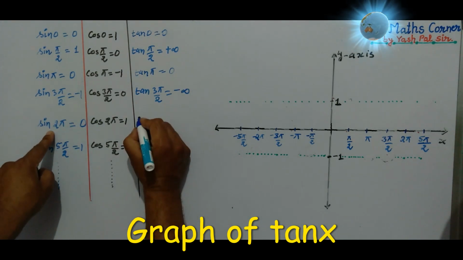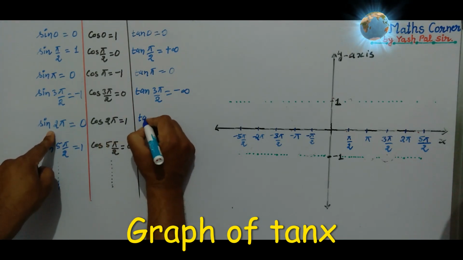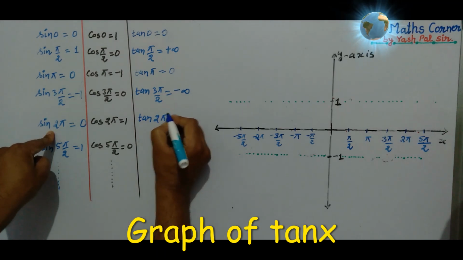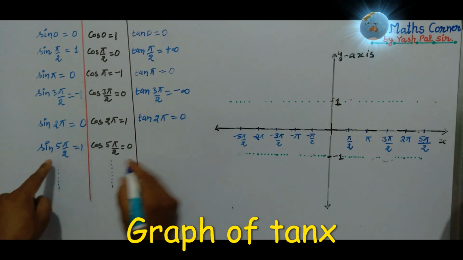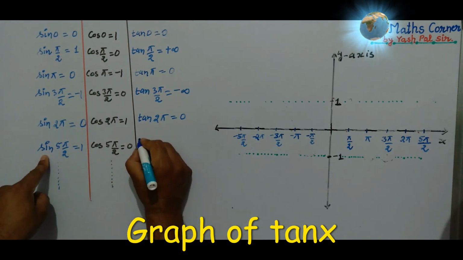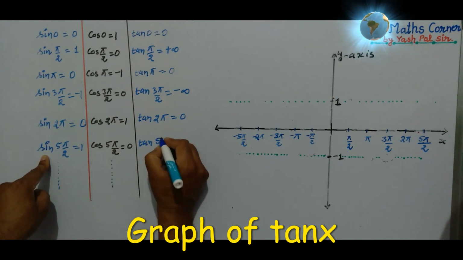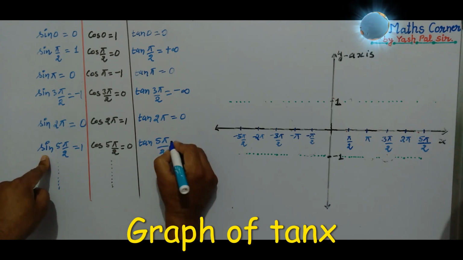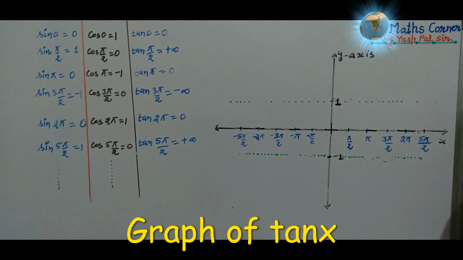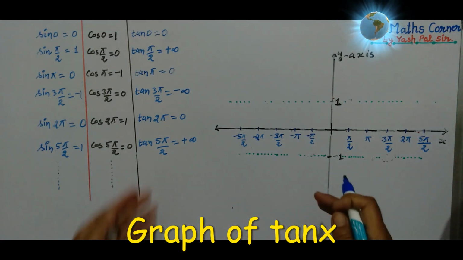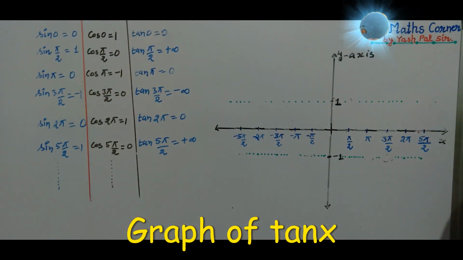Tangent 2 pi, 0 upon 1, the answer will be 0. Then tangent 5 pi by 2, the answer will be 1 upon 0, that is plus infinity. So from here let us sketch the graph of tangent theta.